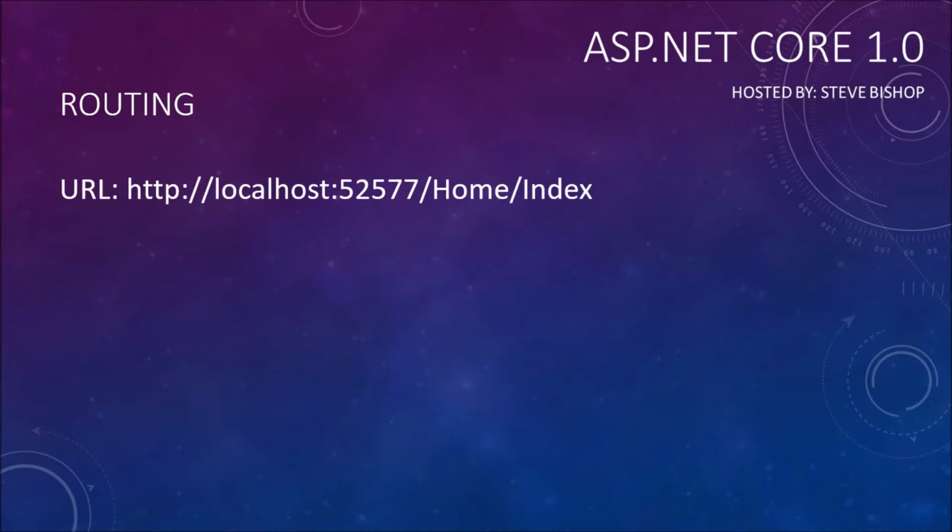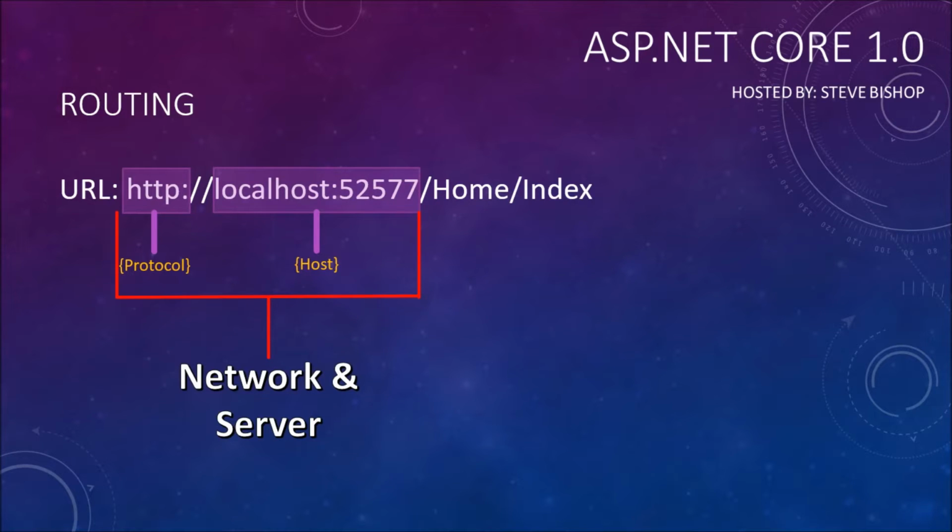So a typical URL request is going to look something like this, where we have the HTTP protocol that's being called for, although you might be using HTTPS for an SSL or TLS encrypted connection. Then you have the host, and this would be either the server address with the port number or a domain, that sort of thing. Now, those two parts of the address are managed by your network and server, so they're not really part of the ASP.NET Core or MVC stack.